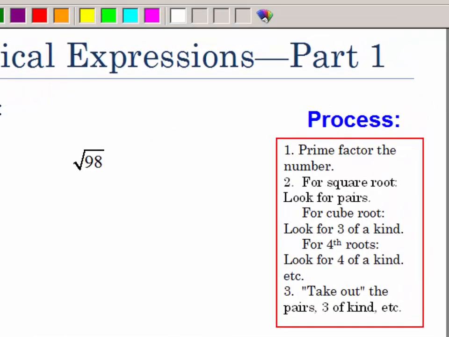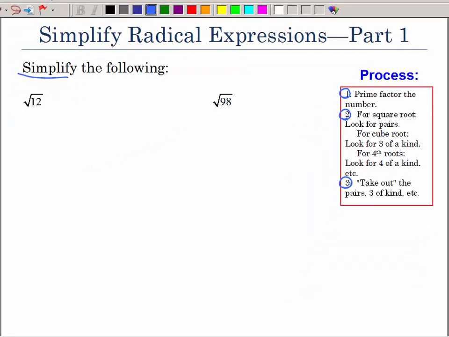So we have a process that I've outlined over here to the right. We're going to prime factor the number. For a square root, we're going to look for pairs, cube root, 3 of a kind, fourth root, 4 of a kind, and so forth. And then we're going to take out those pairs or 3 of a kind. When I say take out, we're going to take them outside of the radical. This is a very easy lesson.